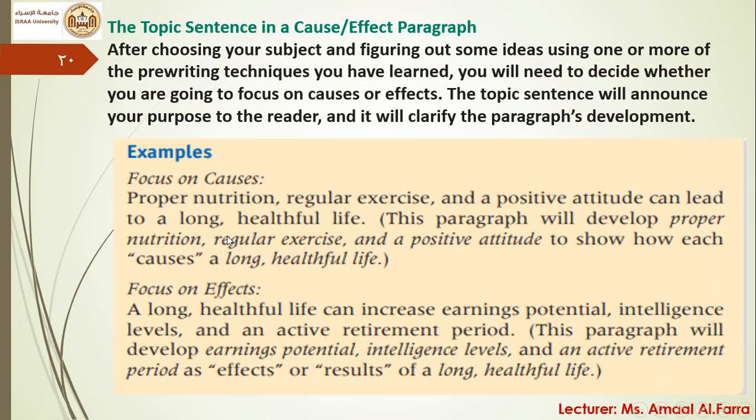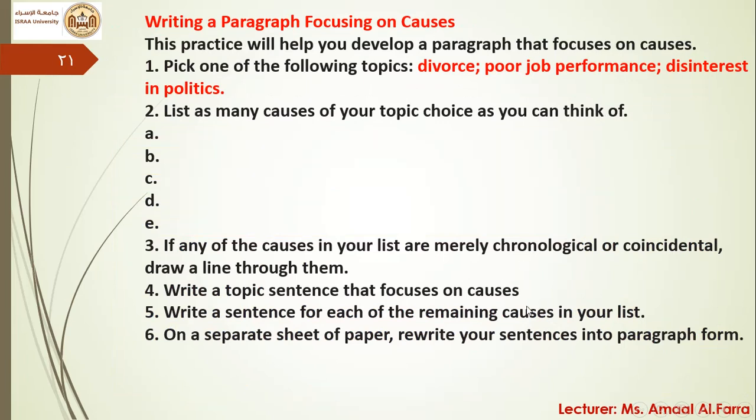As we said here, this one focuses on causes. You are going to write a topic sentence that focuses on causes, not effects. Write a sentence for each of the remaining causes in your list. We have here 5 causes, for example. You mentioned some of them in your topic sentence. Now you are going to write for each one a sentence, the support sentences for each of these.